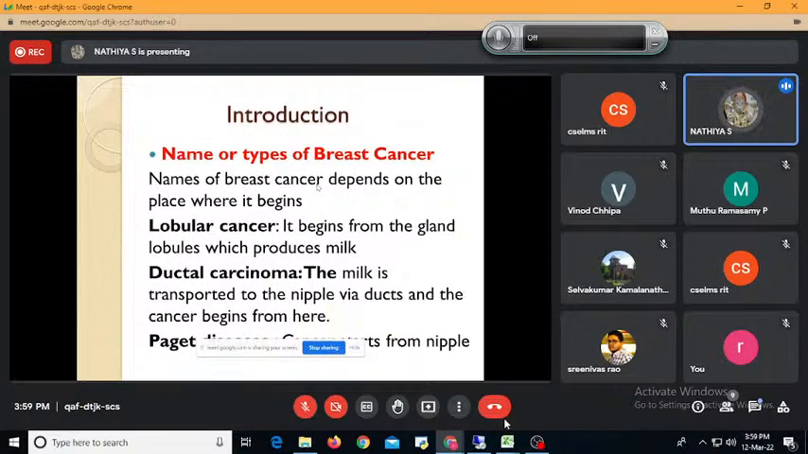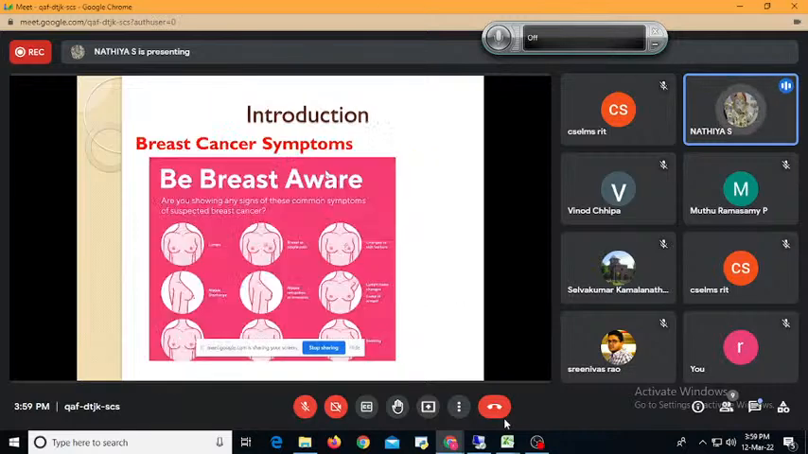The name or type of breast cancer depends on the place where it begins. Here I have 3 types of breast cancer. There is lobular cancer. In our breast we have glands called lobules, where milk is produced. If the cancer begins there, it is called lobular cancer. Next is ductal carcinoma. We have ducts which transport the milk from the lobules to the nipple. If we have cancer in that part, it is called ductal carcinoma. The next is Paget disease. If you have cancer in the nipples, then it is Paget disease. So again, this is a very common problem in the world.